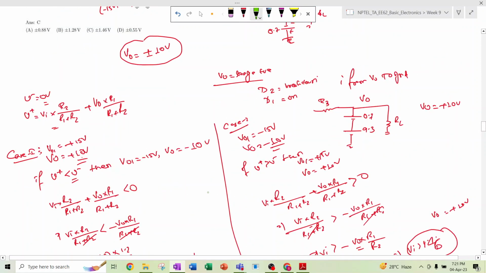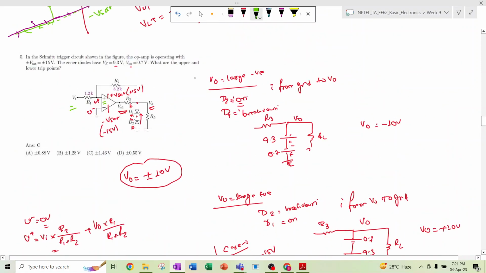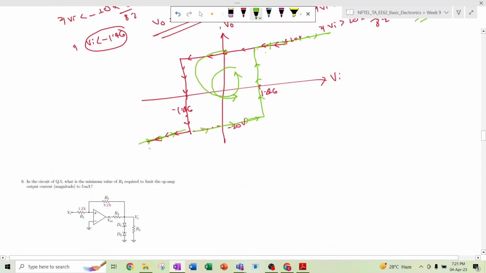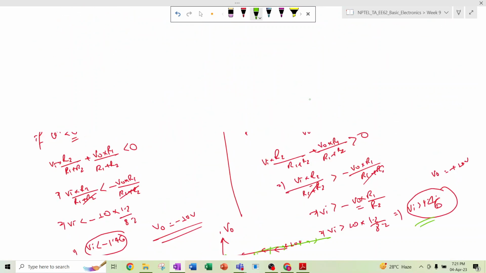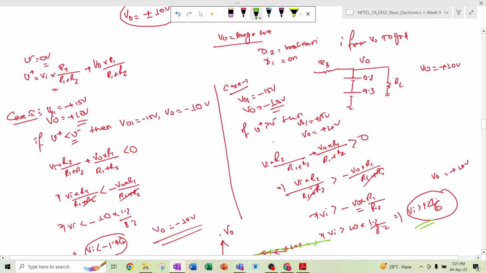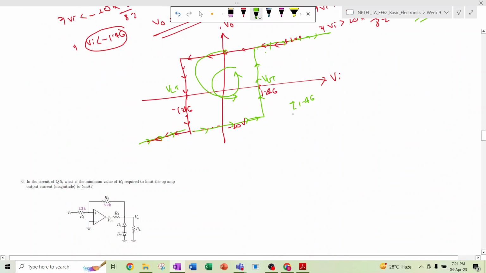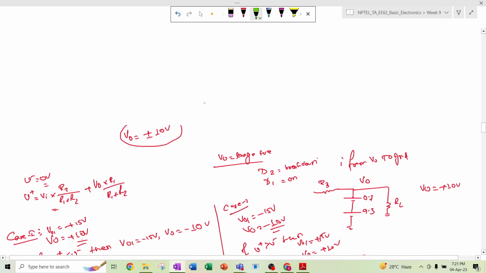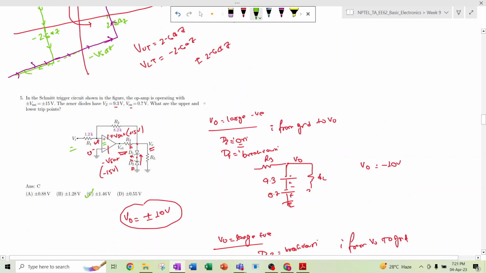And what was the question? What should be your upper trip point and lower trip point? This is the upper trip point and this is the lower trip point. The value is plus minus 1.46. So this is the answer, plus minus 1.46. And what is the hysteresis width, if it is asked in the question? That will be 2 into 1.46, right? Here it is 1.46, here it is 1.46. So that is the hysteresis width.